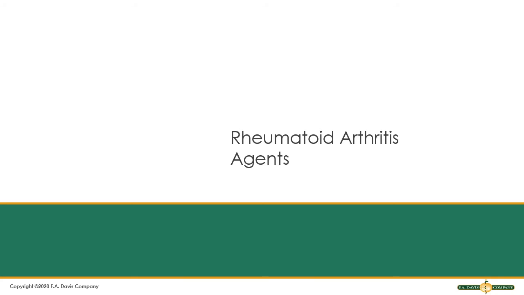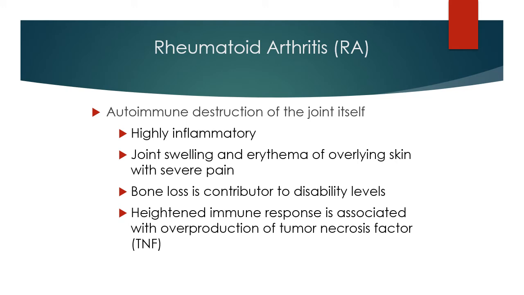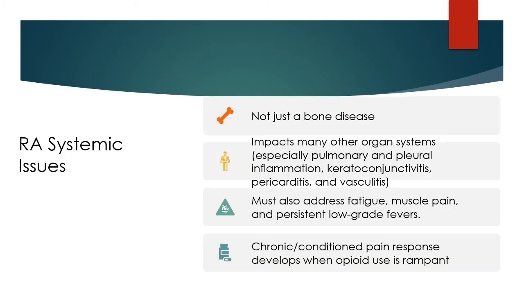Now we'll move on to rheumatoid arthritis agents. And as I mentioned, rheumatoid arthritis is highly inflammatory. So you do see a lot of joint swelling and erythema, bone loss. There's also a heightened immune response associated with an overproduction of tumor necrosis factor, and that's one of the ways it can be approached in treatment. But it also impacts many other organs, especially pulmonary and pleural cavities, causing pleural inflammation. You can have keratoconjunctivitis, pericarditis, and vasculitis, to name a few.